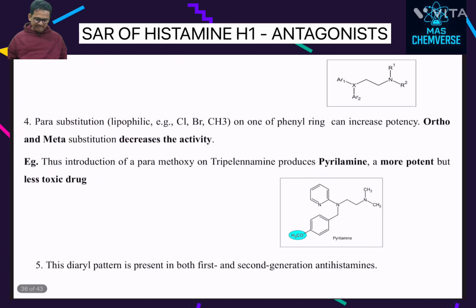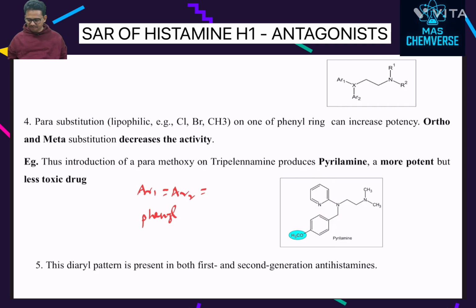Okay, now you can see the next point. What happens in this case? I told you that here it has the aromatic heteroatomic ring, and here it has the phenyl ring. In any compound, either it might be AR1 or AR2, whenever the phenyl ring is present, phenyl being nothing but benzene, the substitution on that benzene should be at the para position, that is the fourth position.